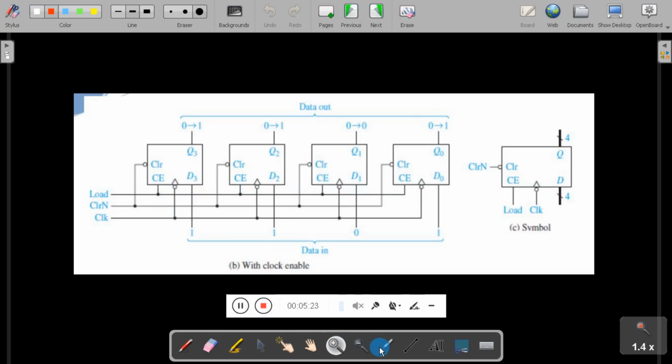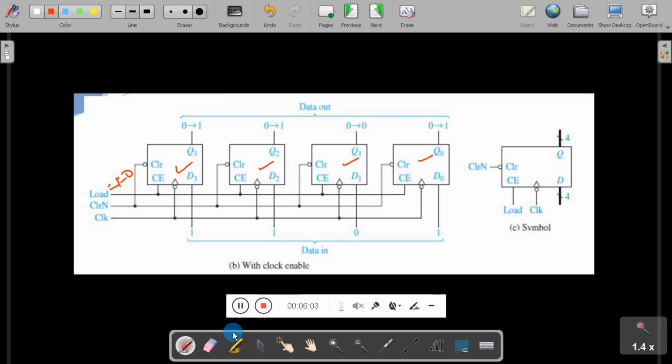This pin is called chip enable or enable signal. When the load signal is high, this will enable the flip-flops. At that time, whatever input is present will move to the output during the negative edge transition of the clock. Whatever input is present here, 1, 1, 0, 1, will move to the output. When the load signal is 0, this will disable the flip-flops or disable the register, and the output will remain in the last state only.